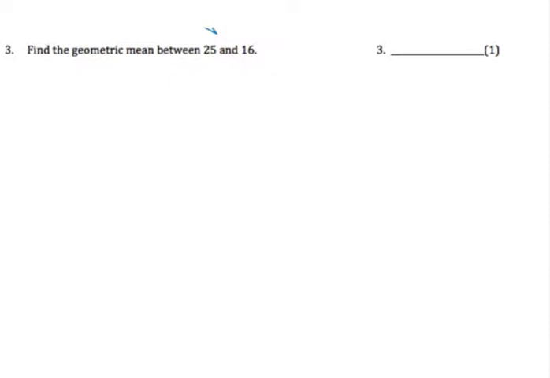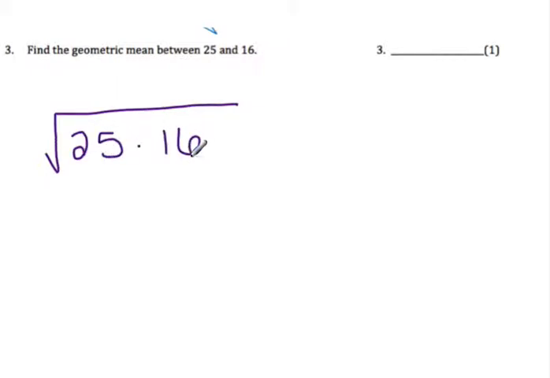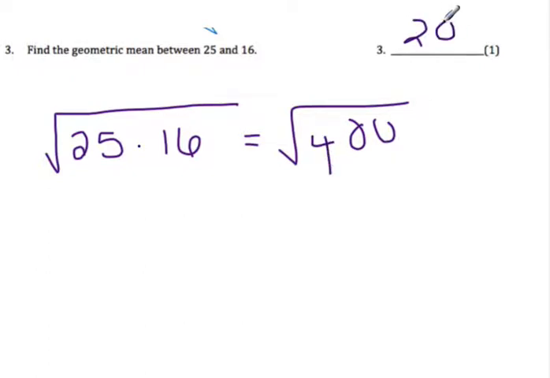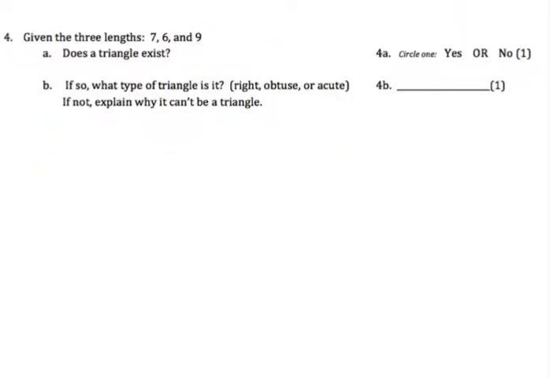Number 3 is asking you to find the geometric mean between two numbers. So all you're going to do is take the square root of their product. You're going to do 25 times 16. Well, 25 times 16 is going to be 400, not 200. So then we're going to take the square root of 400, and when you do, you end up getting 20. So the answer for number 3 is 20.